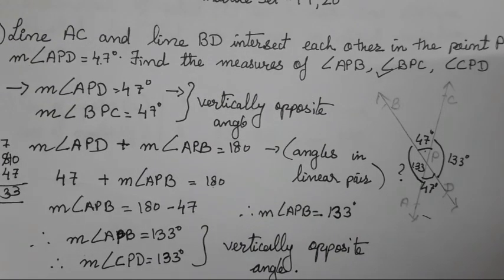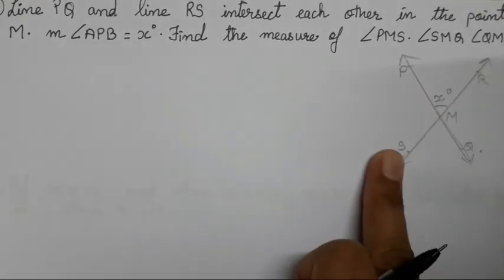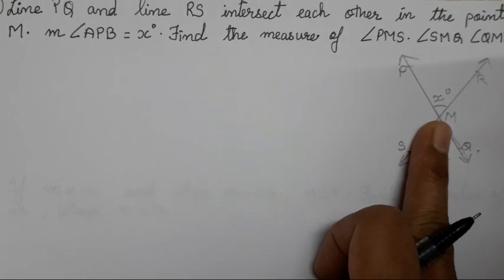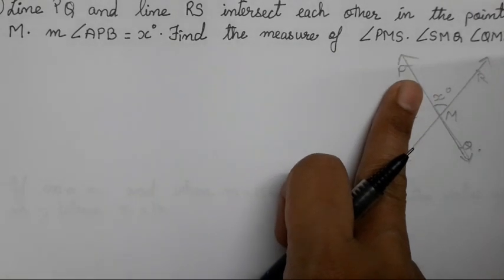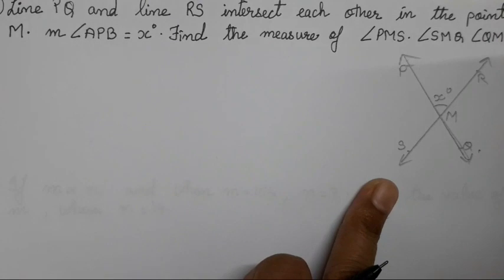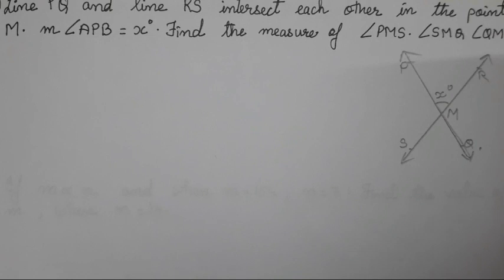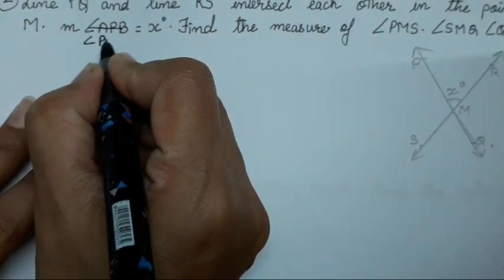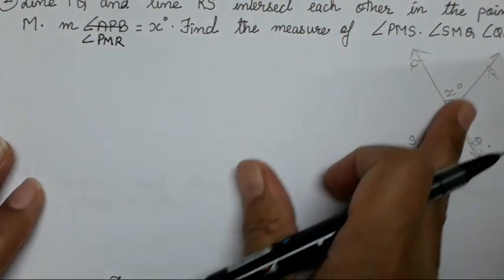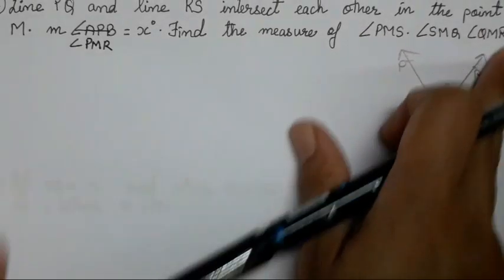Alright, let's solve the next question. Now in this question, line PQ and line RS intersect at each other at a point M and measure of angle, and this was your angle, that is APB is equal to X degree. Now let me check, it is given wrong I think. So the question has been given wrong. It is PMR. Okay, PMR is equal to X degree. Find the measures of the other 3 angles that have been given.